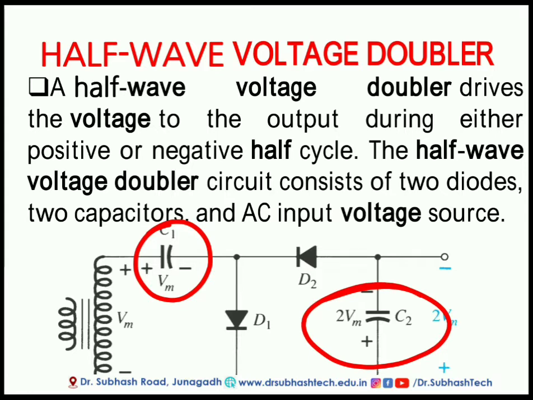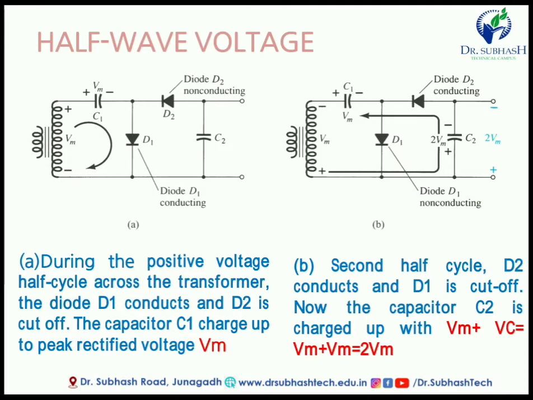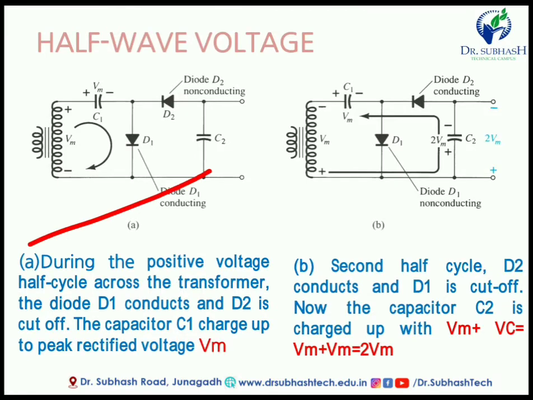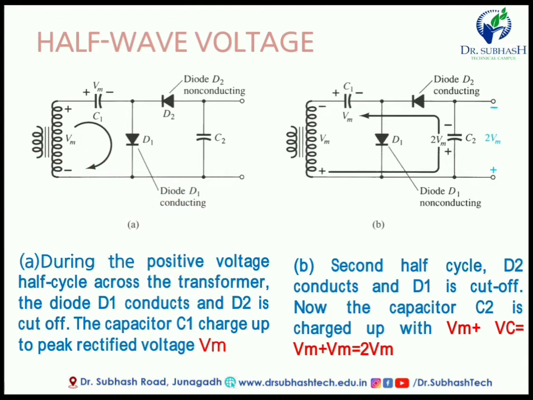Means whenever current flows through this capacitor, it is charged up to the rated value, up to Vm, or some rated voltage is stored in this capacitor. So we can use this charged voltage further in the negative half cycle. So let's discuss positive as well as negative. Means in the positive half cycle, our input voltage is like this. This portion is known as the positive half cycle and this portion is known as the negative half cycle. So in this circuit we first discuss the positive half cycle.